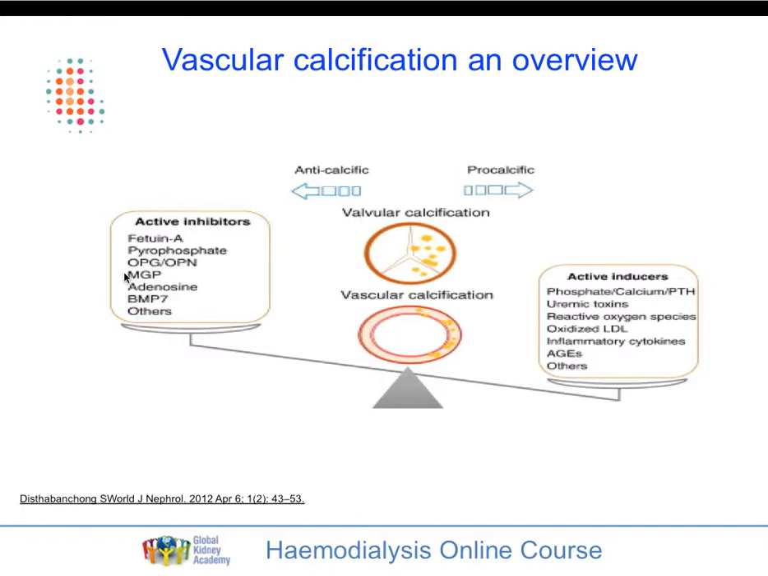So if you give something like warfarin, which is obviously a vitamin K antagonist, you inhibit the activities of these inhibitors of calcification, and therefore you get increased vascular calcification. And then there are active inducers of calcification: calcium phosphate, PTH, various uraemic toxins, reactive oxygen species, various inflammatory cytokines, all thought to play an important part in both vascular calcification and valvular calcification.